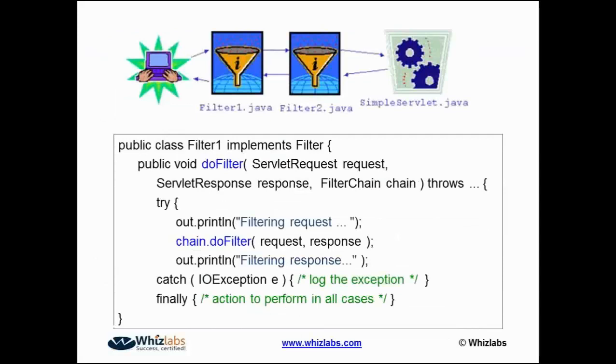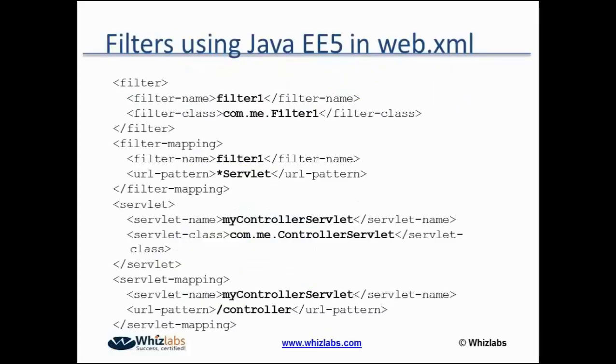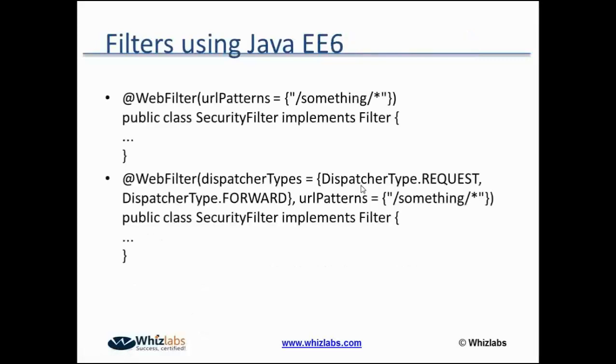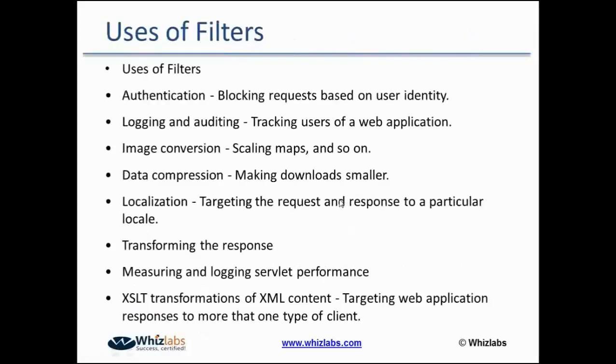Filter can be done in 2 ways. Using Java EE 5, look at the top one. This is called deployment descriptor. We are not discussing this method today. We are only discussing how to do it in Java EE 6. That was our main motive today. But I'll probably go back a little bit if possible.